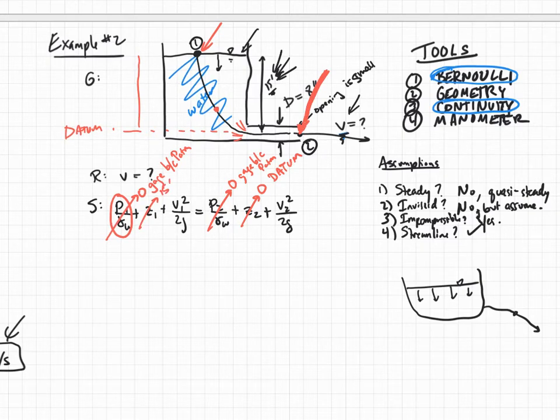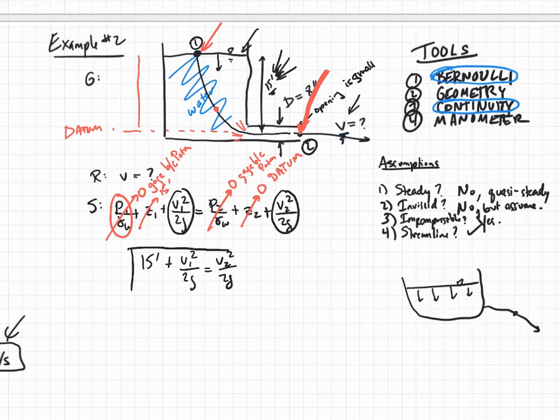Now we're left with the velocities. Usually with the velocities, we can't really solve for them, so we use the continuity equation. But let's go ahead and see what we got. We got 15 feet plus V1 squared over 2g equals V2 squared over 2g. Well, that's kind of nice. That's not too difficult. Let's just leave it like that. The only other equation that has the velocities is continuity. So I need to get rid of one of these or the other one.